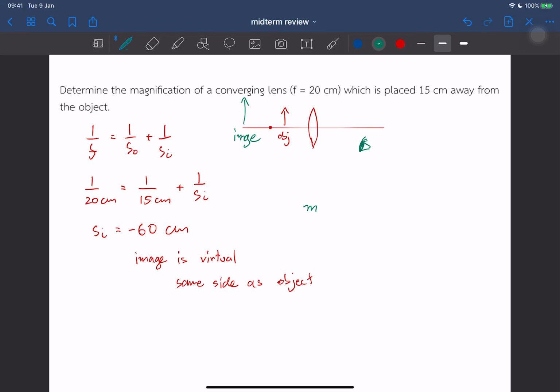Right. So the magnification, again, is just the size of the image divided by the size of the object. And it's actually related to the ratio between the image distance and the object distance. So it's the absolute value of si divided by so. So it's just minus 60 divided by 15. So it's 4. So the answer is 4. That's the magnification of this configuration.